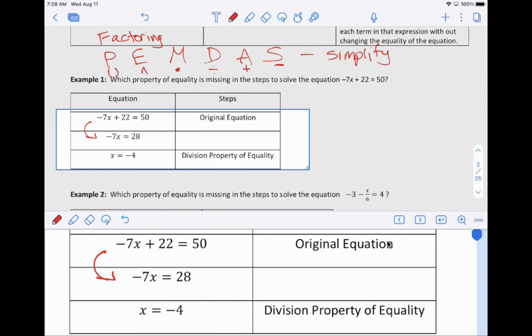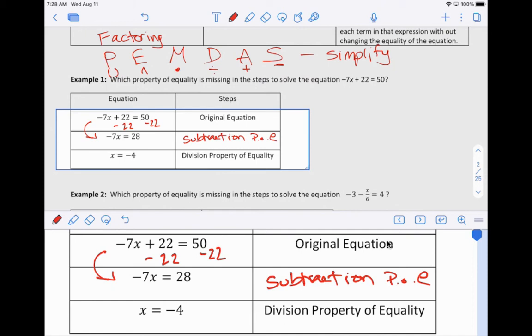Well, what happened was we realized that addition of 22 was something that we could get rid of by subtracting 22. But again, because of the properties of equality, I have to do that to both sides. And that idea was the subtraction property of equality. And feel free to abbreviate, feel free to just write subtraction property, that's okay. We know what you're talking about.